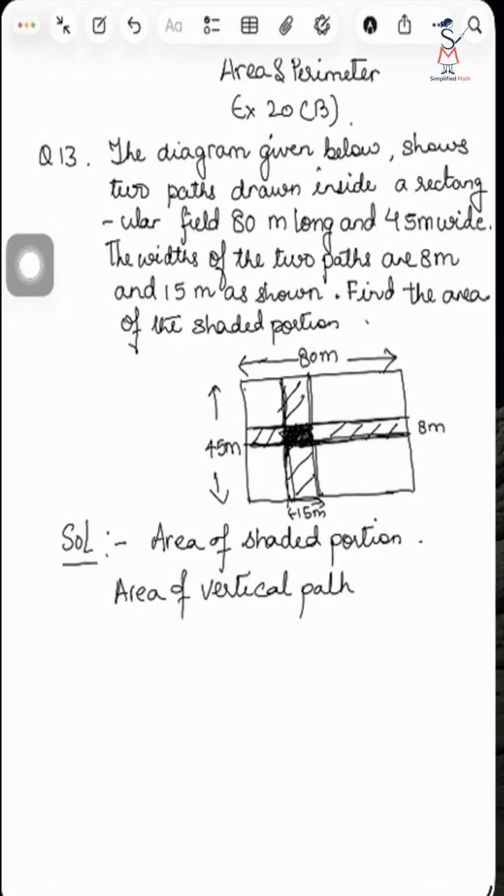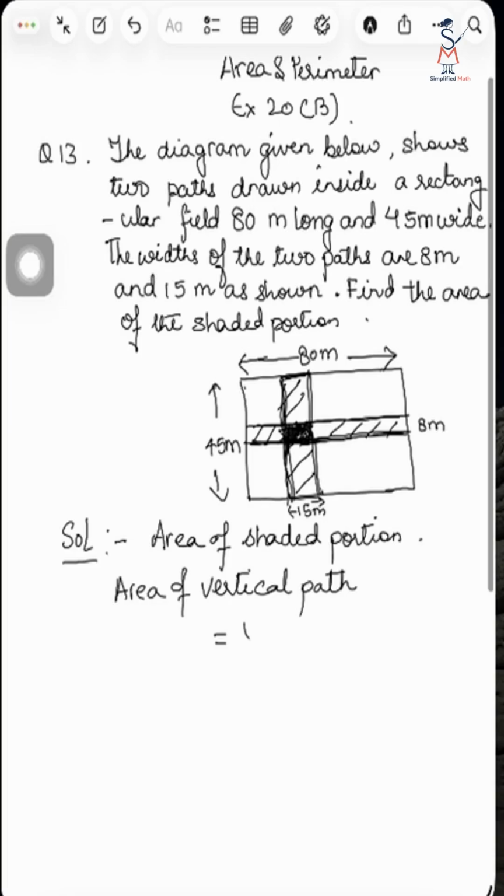What is the area of the vertical path? It is also in the form of a rectangle. So this is the length. The length is 45. And what is the breadth? The breadth is 15. So 45 into 15 becomes 675. It is in meter, so meter square.